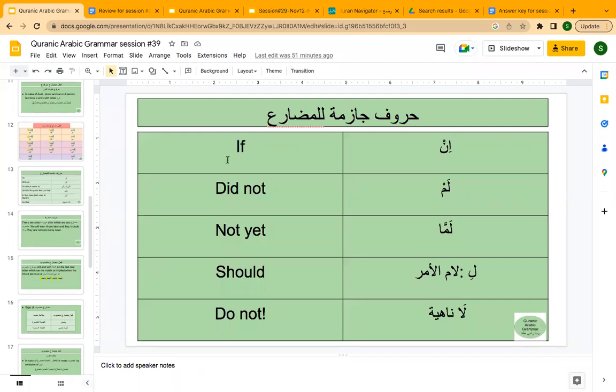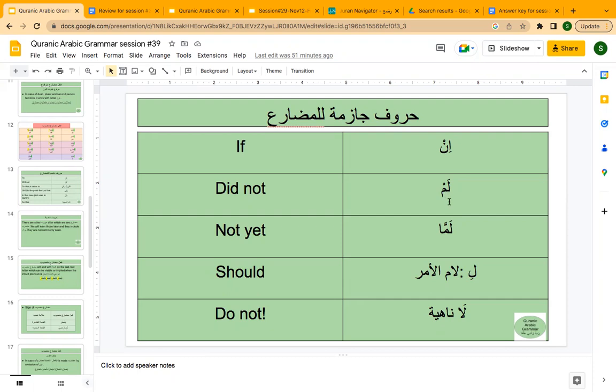So in means if, it is a conditional particle. If you eat your food, I will give you a candy. So that is if. Lam is a particle. When it comes before mudare, it pushes the meaning into past tense. And what else does it do? It pushes the meaning into past tense and it negates it. It causes negation in the past tense.